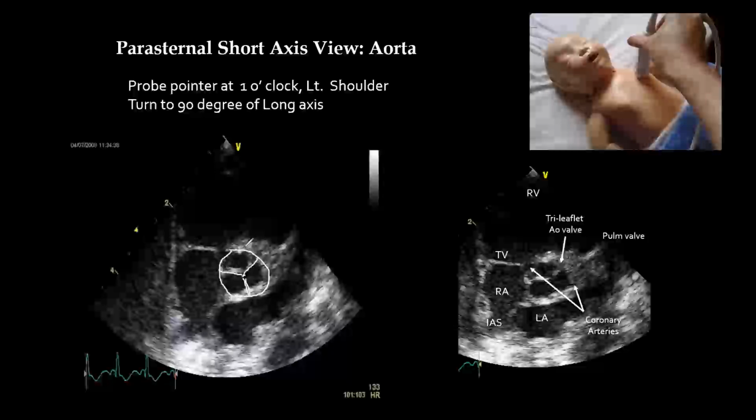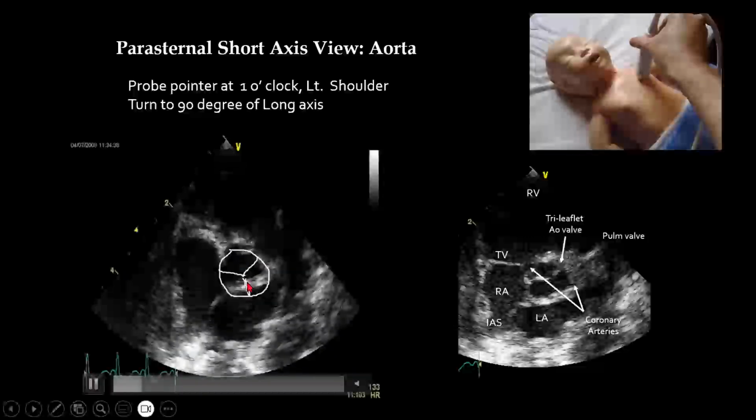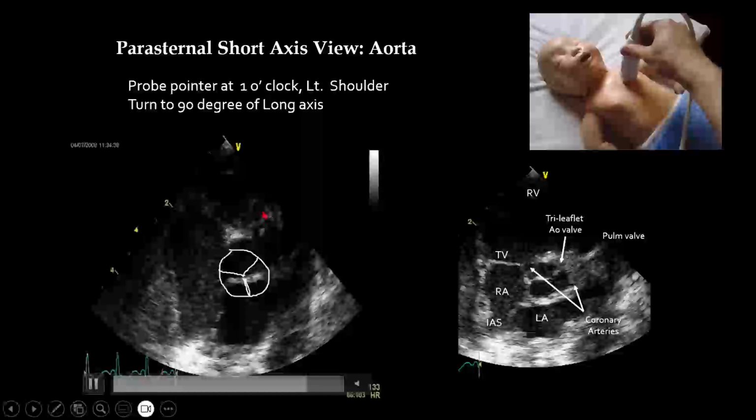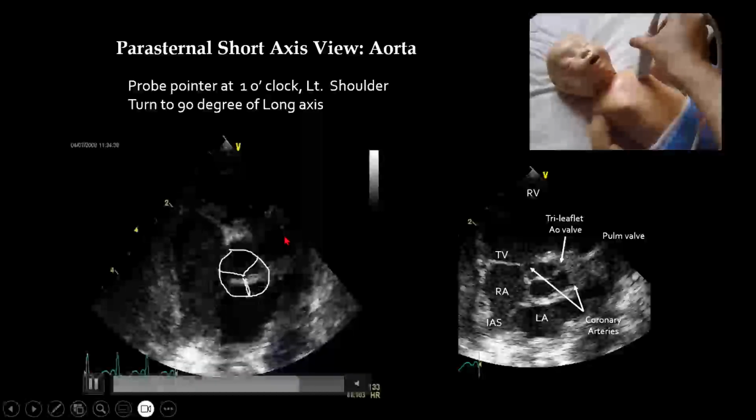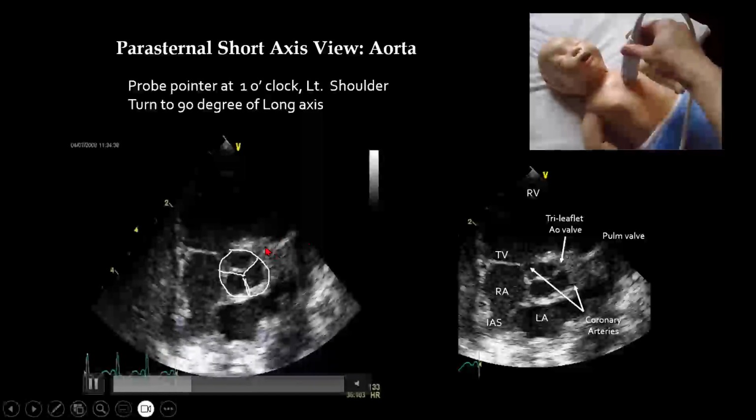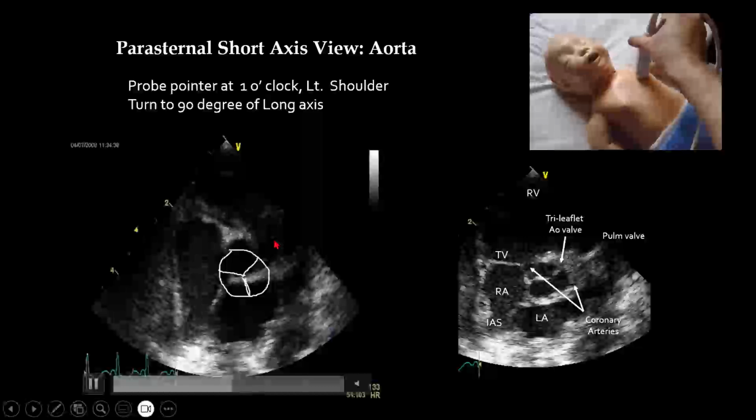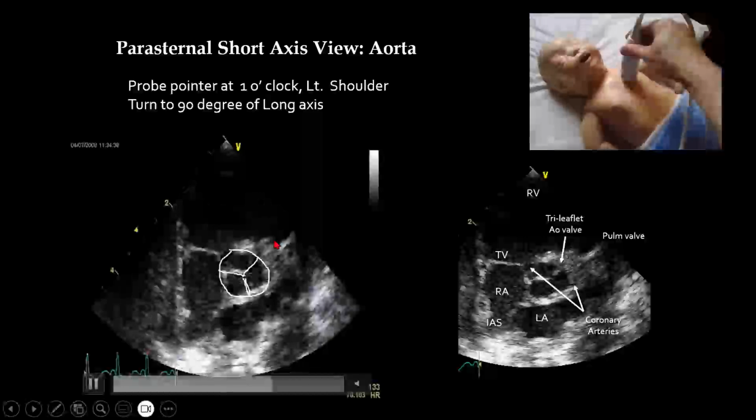There are 3 cusps, so that's why it is also known as the Mercedes-Benz sign. You can see this is like a Mercedes-Benz sign. So this is your aorta in cross section with 3 cusps. This is the pulmonary artery on the left side of the baby with this pulmonary valve.